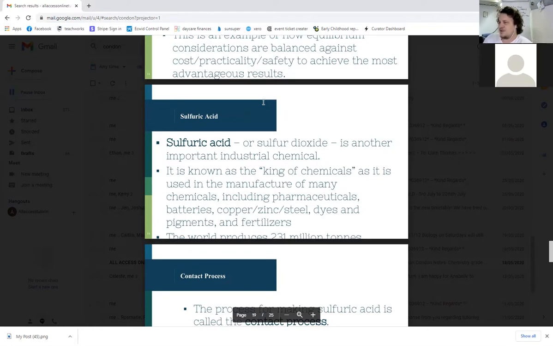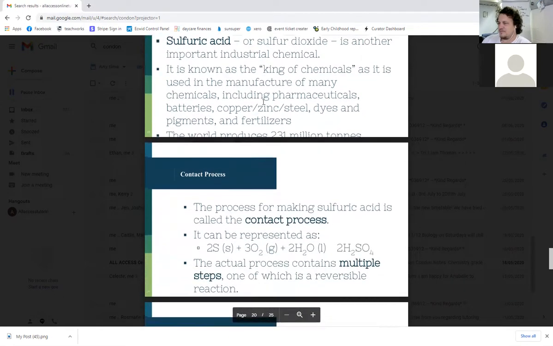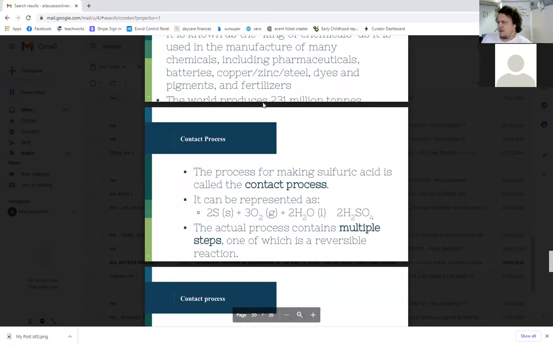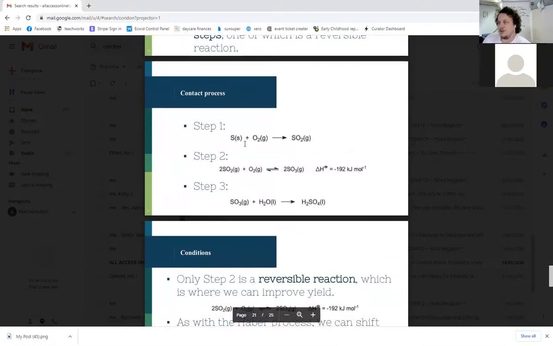But we also have sulfuric acid. 231 million tons are produced every year. One of the most commonly used industrial solvents that we have. So in making sulfuric acid, we can represent it as that formula. But it's a three-step process, and the middle step is reversible, and we can manipulate the equilibrium. So step one is not reversible.